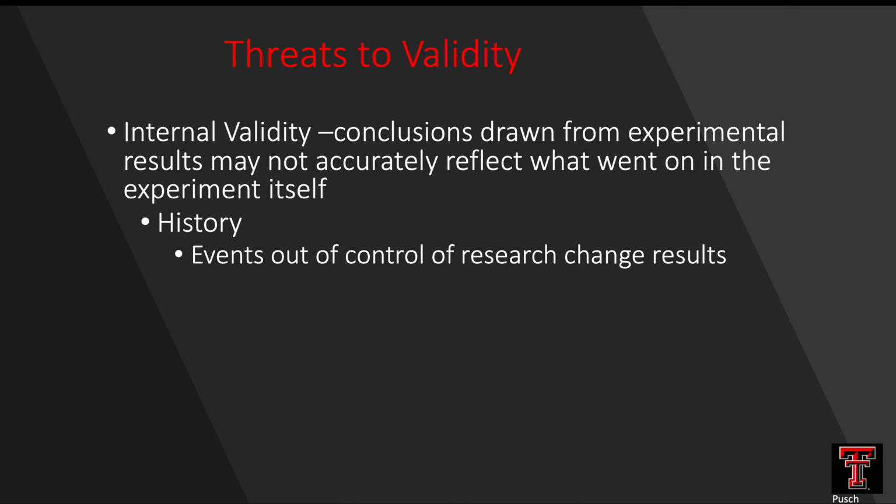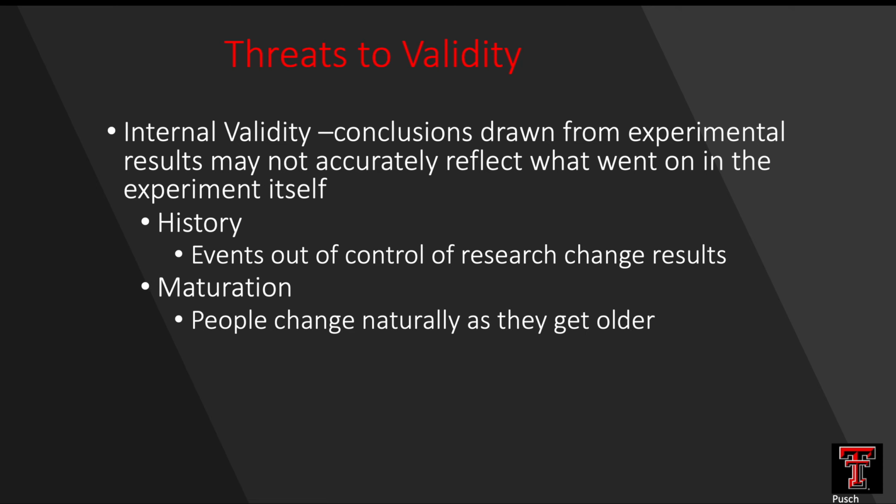The first threat to validity is history. Events out of the control of the researcher change the results. For example, a natural disaster or a big historical event might change these results completely. If we started doing an experiment right before COVID happened and it continued on into COVID, there's probably going to be some differences in those results than if COVID never happened.